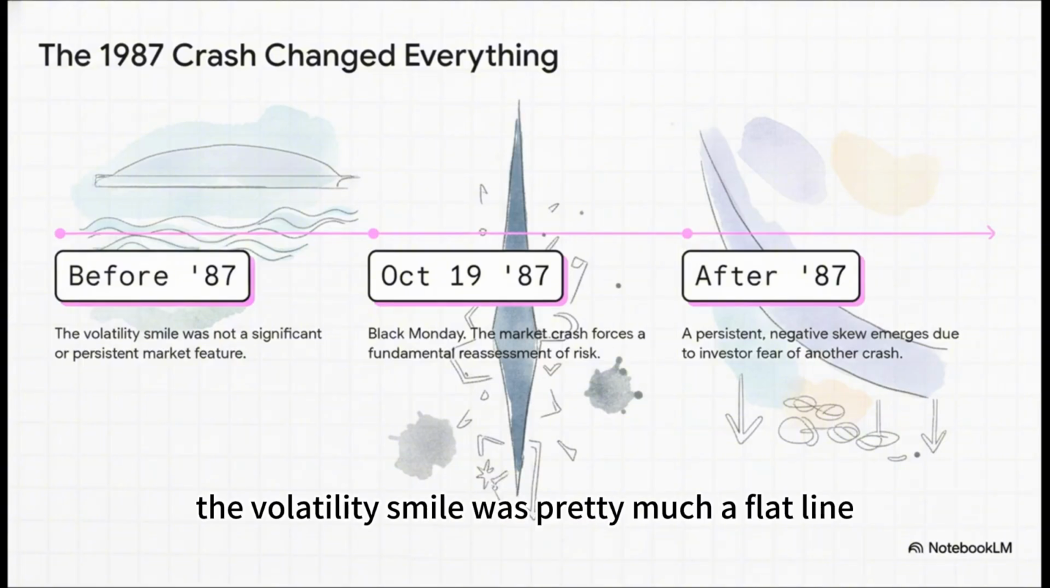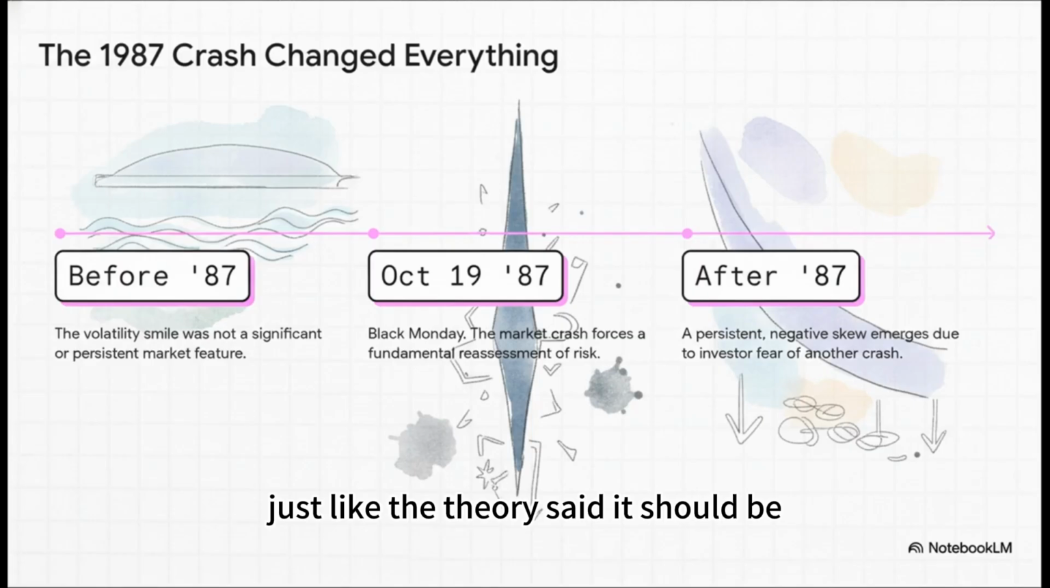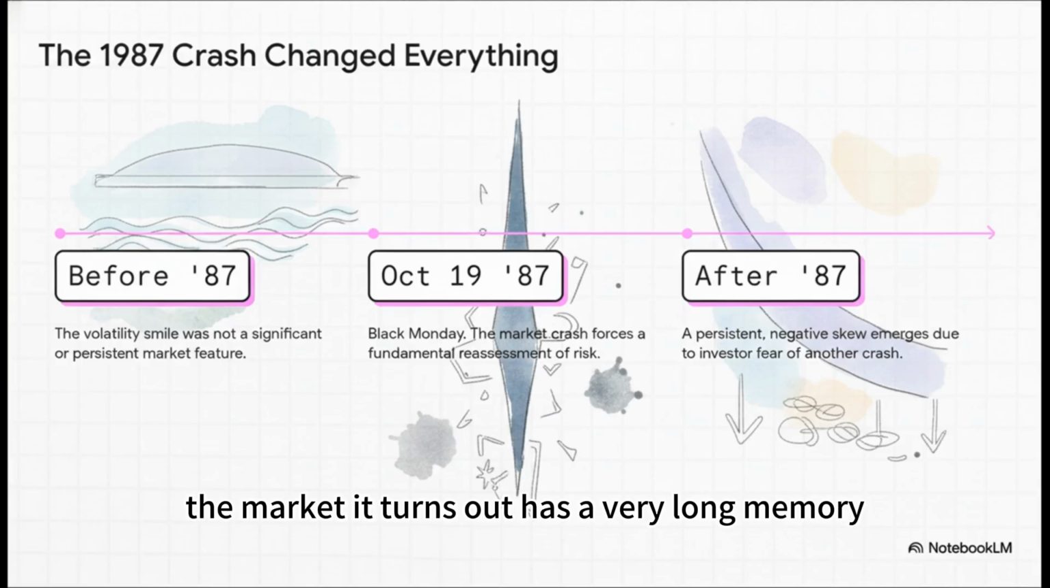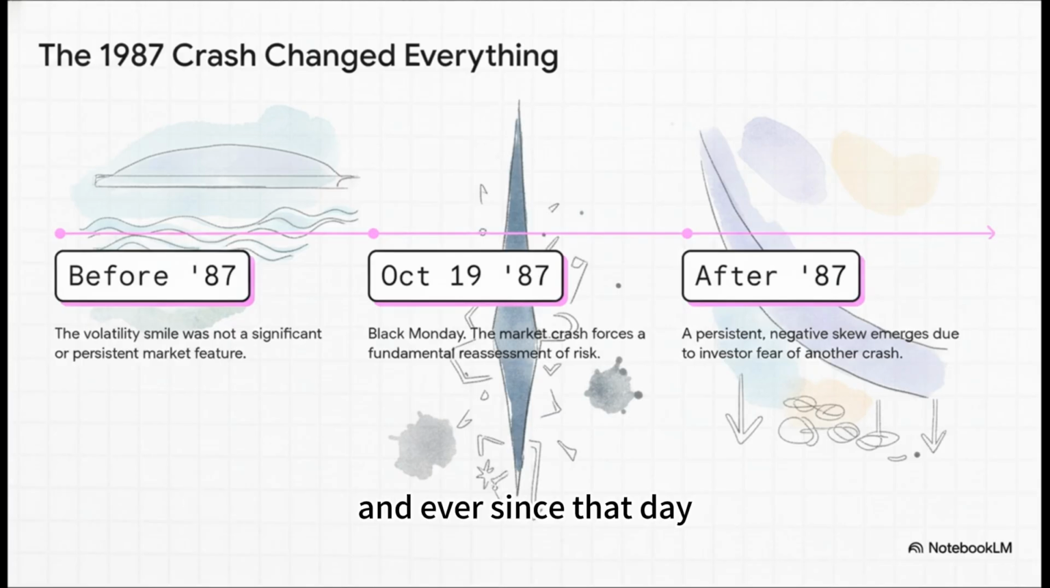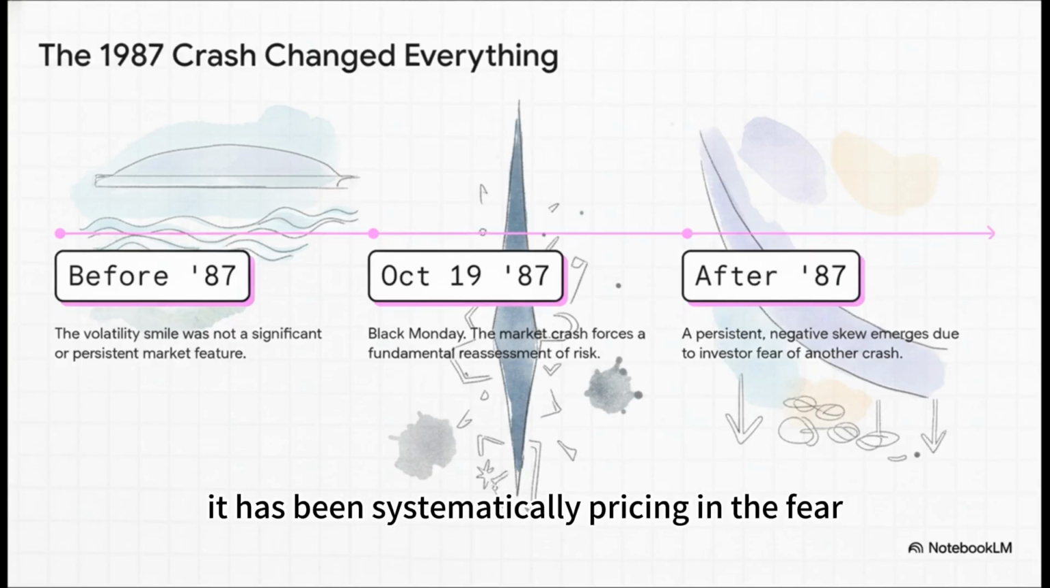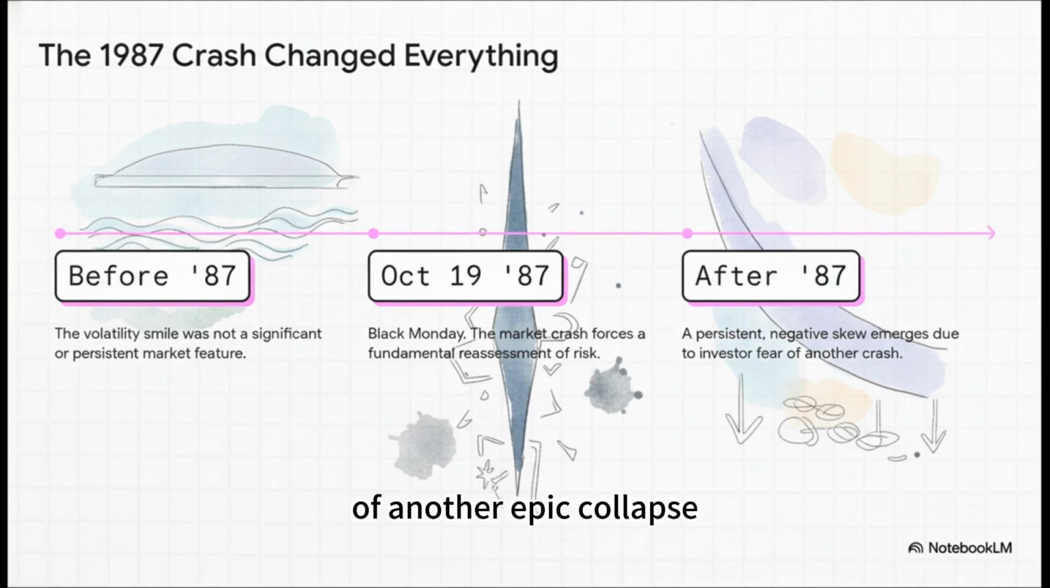Before that day, the volatility smile was pretty much a flat line, just like the theory said it should be. But that crash left a scar. It created this permanent crash-o-phobia in the minds of investors. The market, it turns out, has a very long memory. And ever since that day, it has been systematically pricing in the fear of another epic collapse.